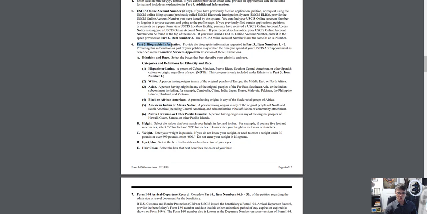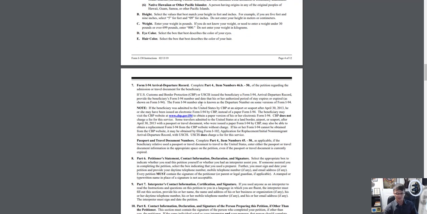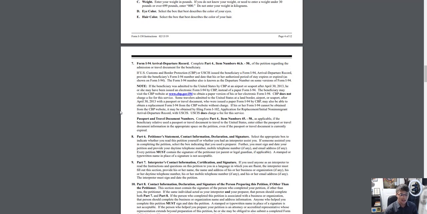Now biographic information. Obviously, you know, you're providing your ethnicity, race, height, weight, eye color, hair, all that stuff. Now form I-94. I-94 is that white card. I do not think that Customs Border Patrol, they still give out those cards on your passport. I think it's all electronic now. So some people have them from years and years ago, but a lot of people don't. So if you don't have that and you need it, you can definitely pull it up here from this website.